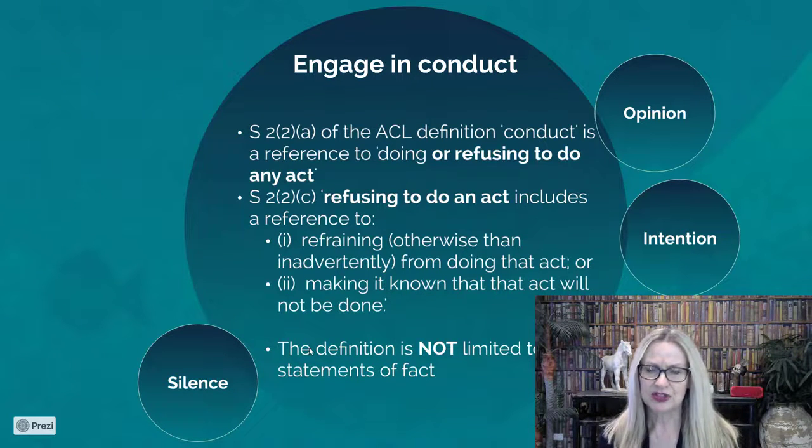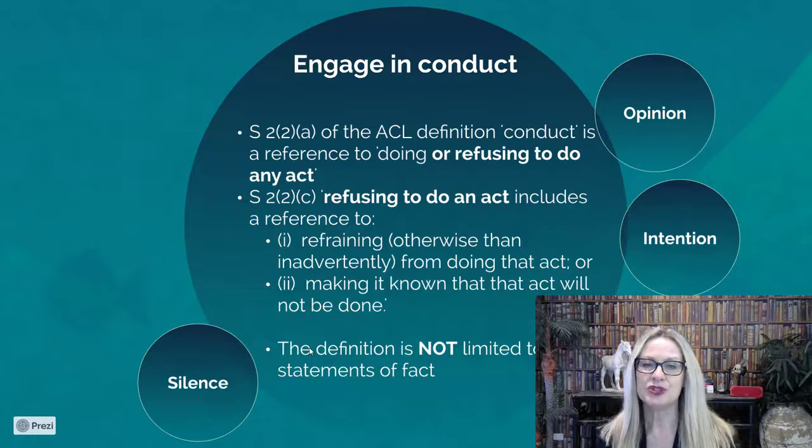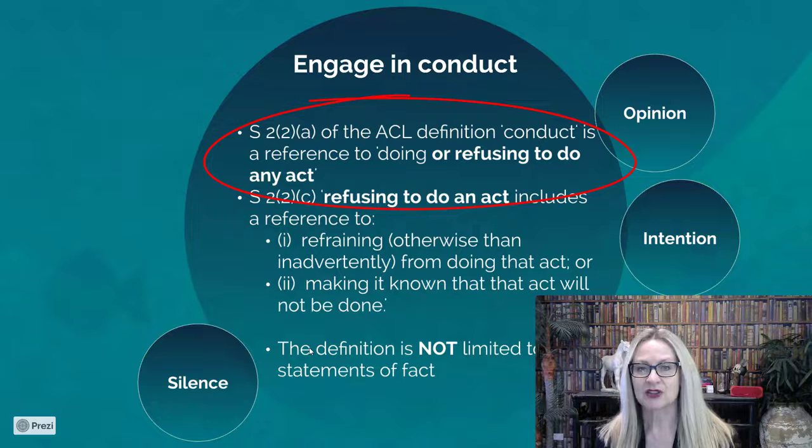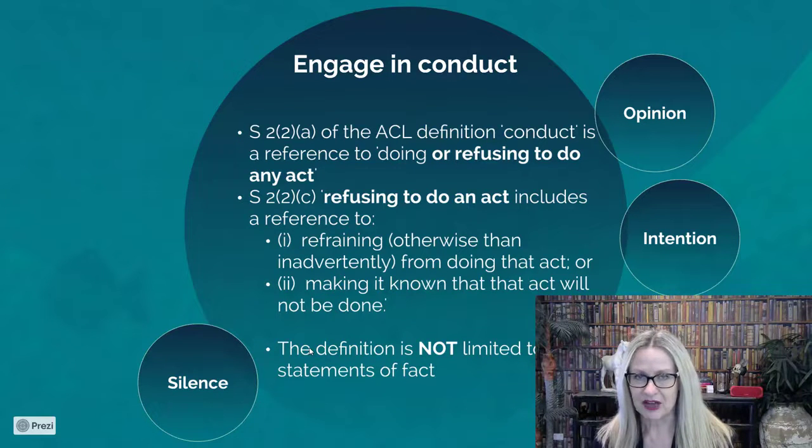In the legislation, conduct is defined in Section 2, Sub 2 of the ACL. And that definition says that conduct is doing or refusing to do any act. So immediately you can see you are not limited to statements and you are not limited to past or existing fact. So it frees you, to some extent, from the shackles or confines of the common law.